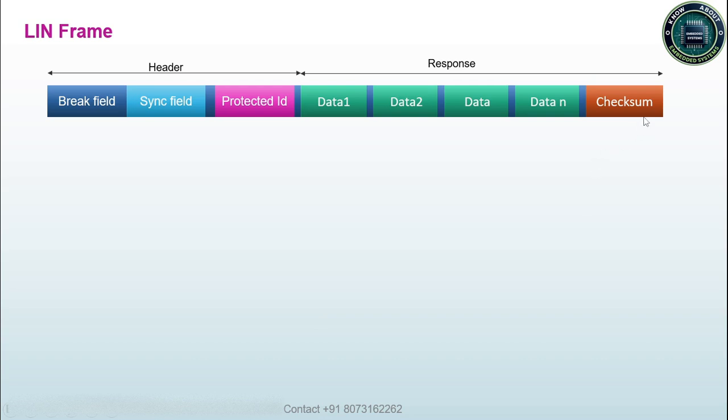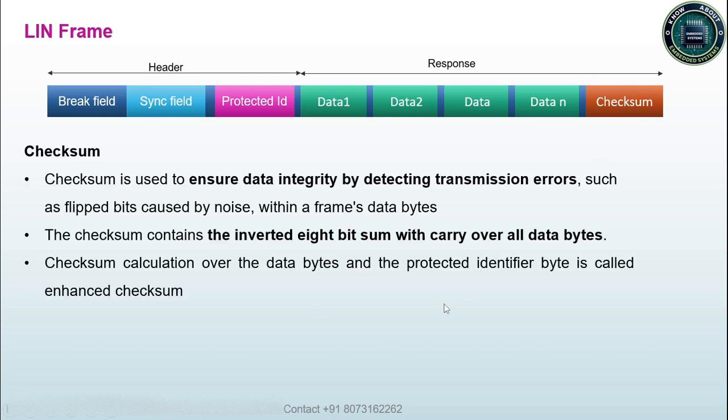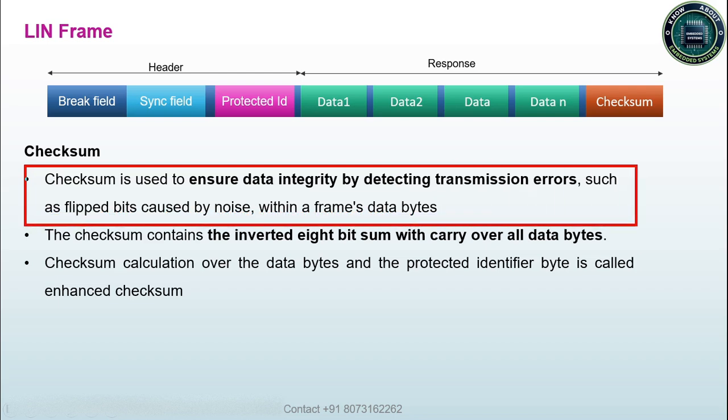Now the last point is the checksum. What do we mean by checksum and why is it used? In every protocol, especially automotive protocols, we use checksum. In CAN we have a checksum, and in LIN also we have a checksum. What is the use of this checksum? Checksum is used to ensure data integrity by detecting errors in the transmission which are caused by noise.